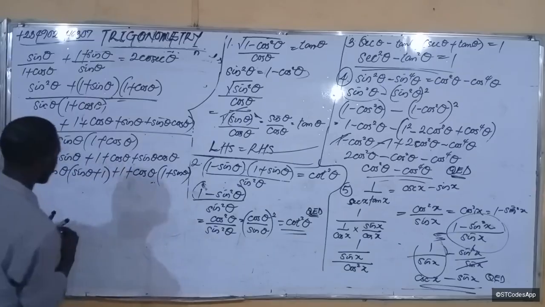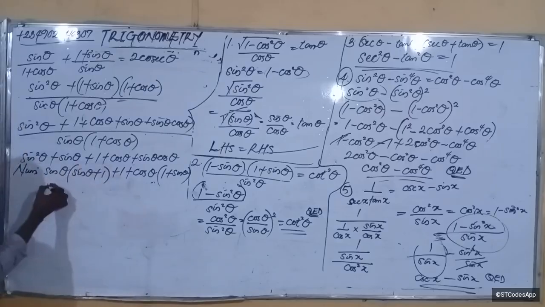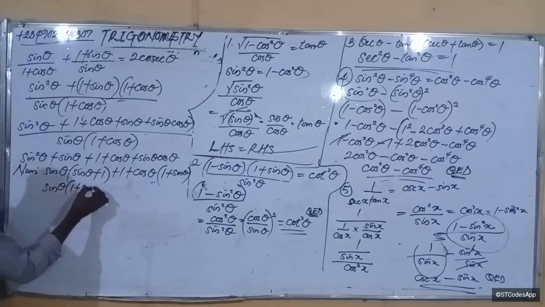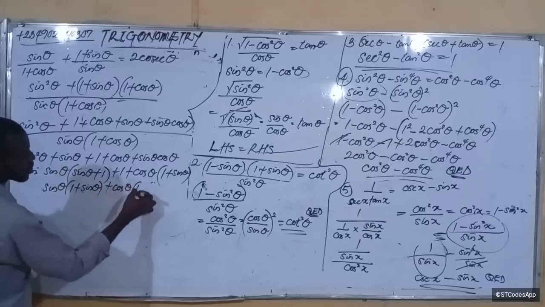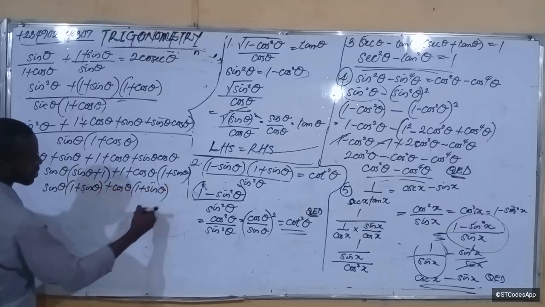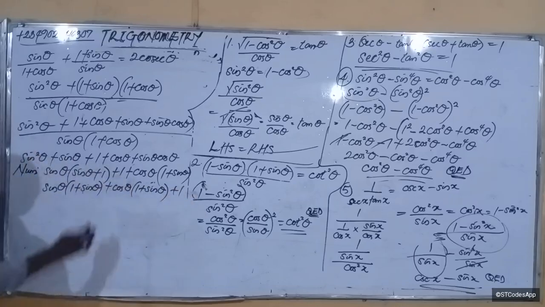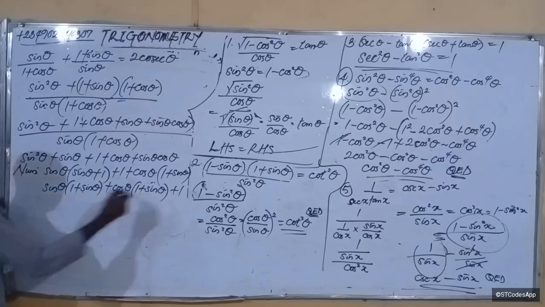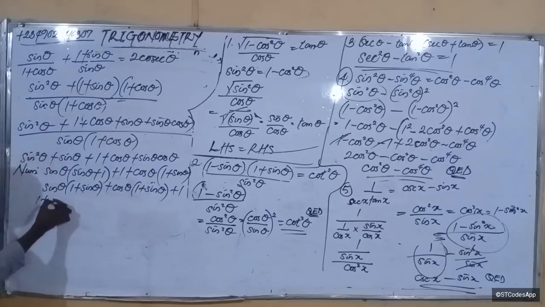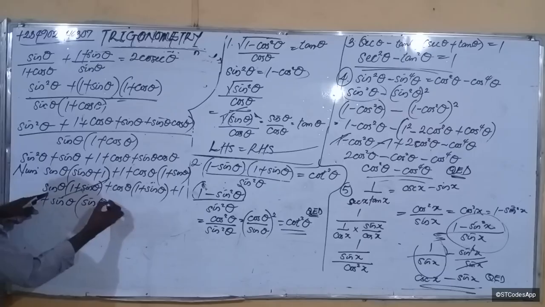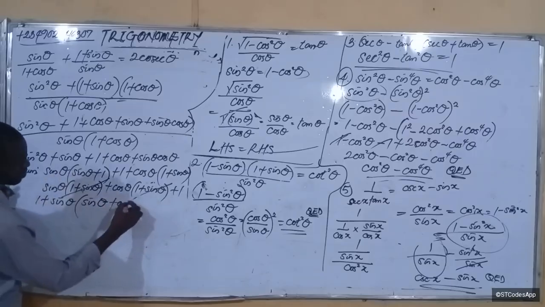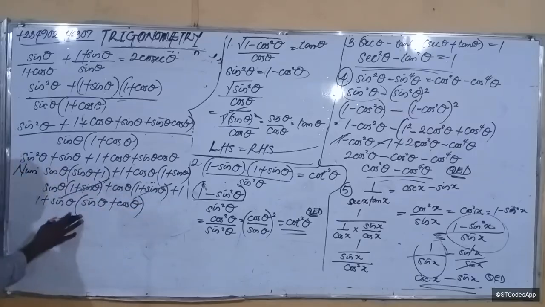So we can bring them together: sine theta into bracket 1 plus sine theta plus cos theta into bracket 1 plus sine theta, then plus 1. I brought this one outside there. So you will find out that this is common. That is, 1 plus sine theta is common between sine theta and cos theta. Does this help?